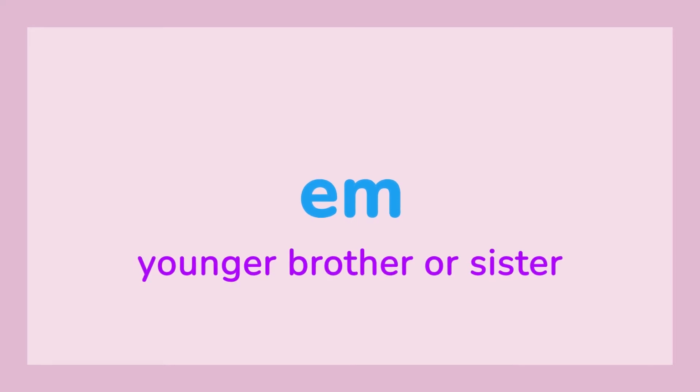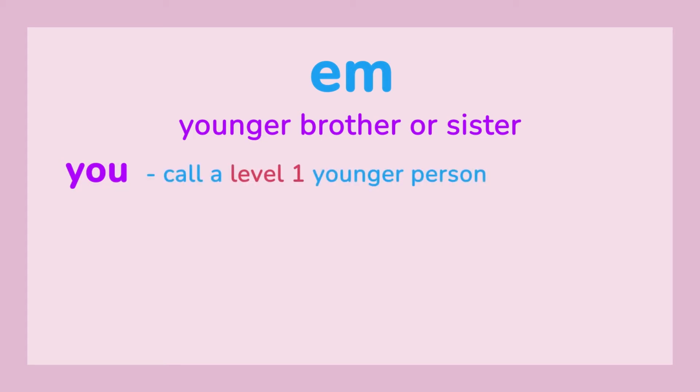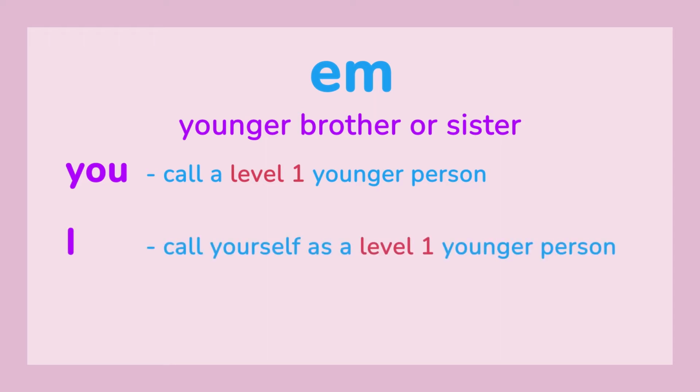Next, em. As a kinship term, em means younger brother or sister. The word em could be used as you if you're talking with a level 1 younger person, no matter what gender they are. And it could also be used as I if you're talking with a level 1 older person, no matter what gender you are.